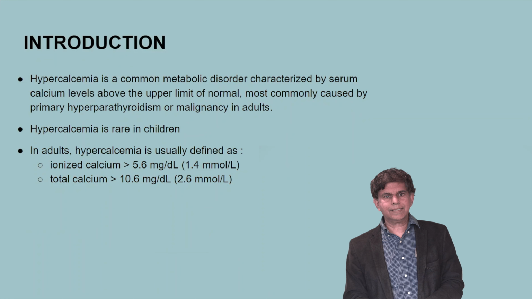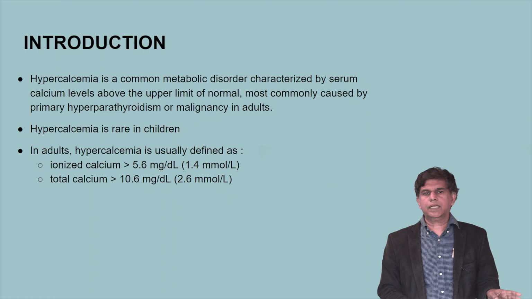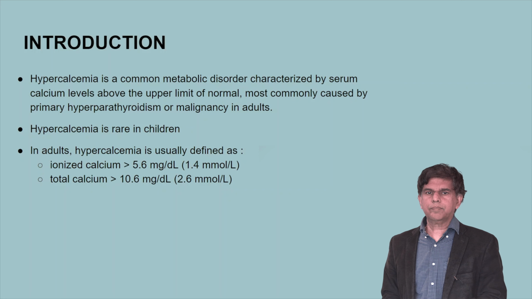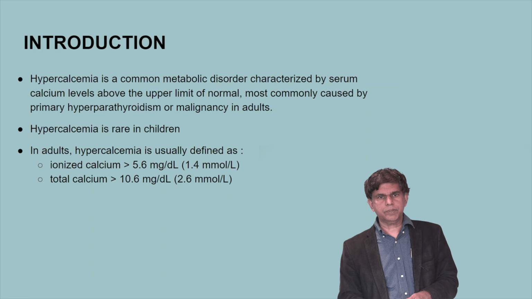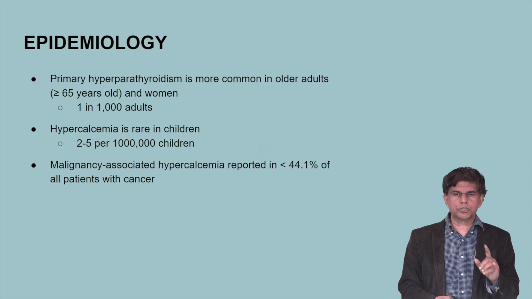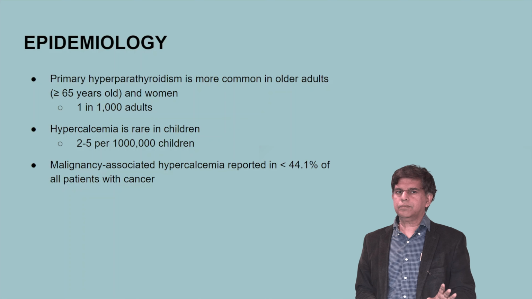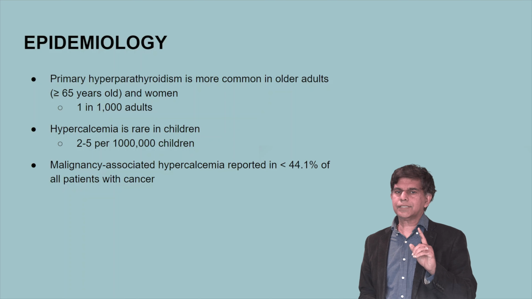So what is hypercalcemia? Ionized calcium greater than 5.6, total calcium greater than 10.6 after you correct for albumin. Primary hyperparathyroidism is the most common cause. Hypercalcemia is rare in children. Malignancy-related hypercalcemia is reported in less than 44.1% of all patients with cancer, so just be careful about it.